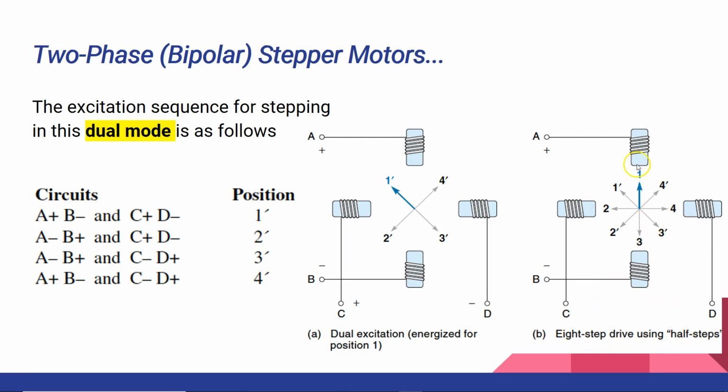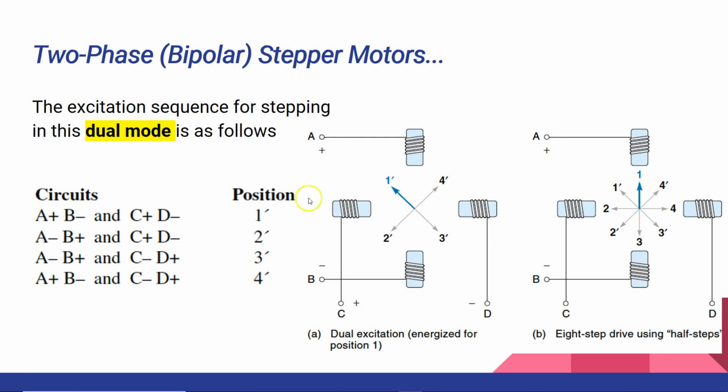So this one you already know. In this, what do you have to do? You will energize just one step, and if you do so, then the rotor will point towards that energized coil. So in this case, A is positive, B is negative. So that's why your rotor is pointing towards the A coil.